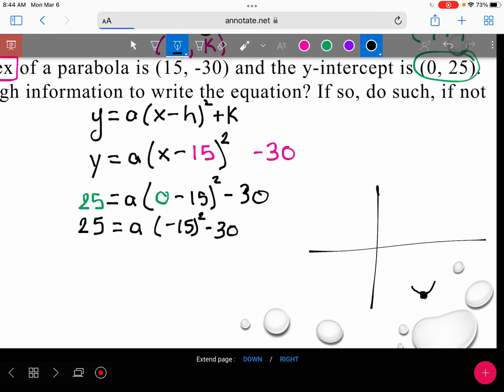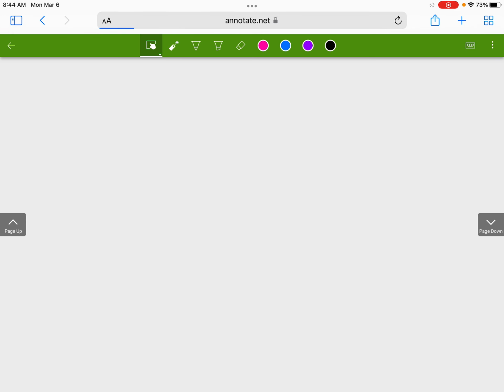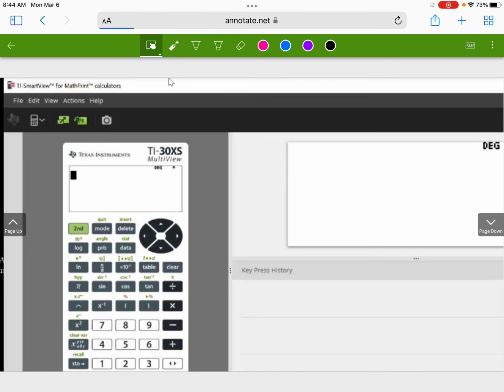So then let's simplify again. What can I simplify next? What's going to be next in my order of operations here? I have one more thing to simplify. Negative 15 squared. What is negative 15 squared? Watch your parentheses. It's really, really important that if you put it in the calculator, we put parentheses.